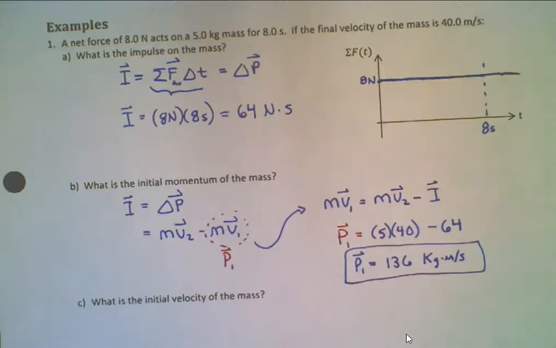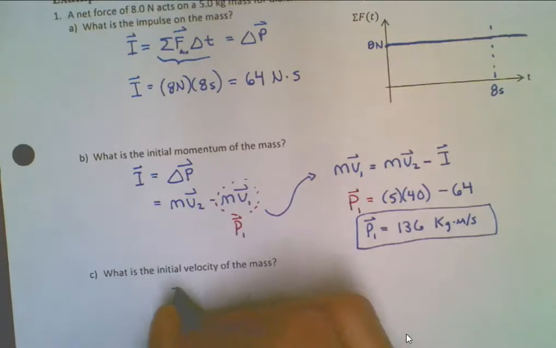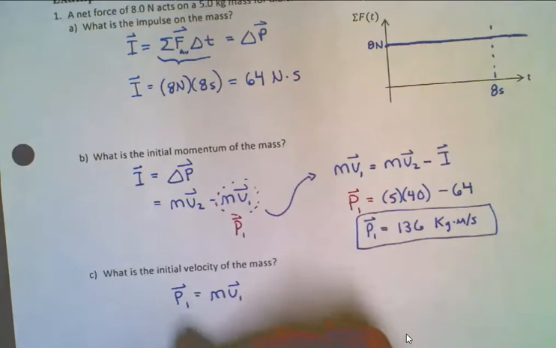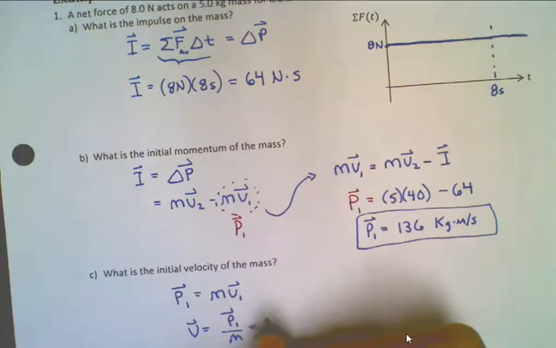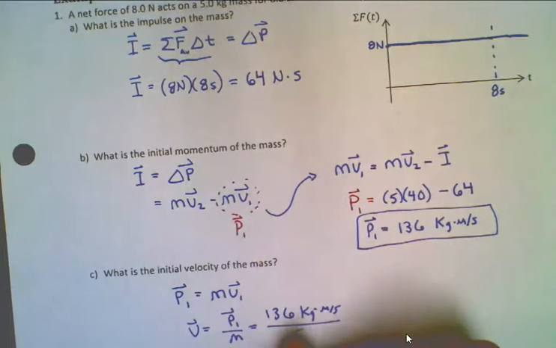Now it asks, what is the initial velocity of this mass? Since we know that P1 is mv1, we can solve for v1 by taking the momentum divided by the mass: 136 kilogram meters per second divided by 5 kilograms.